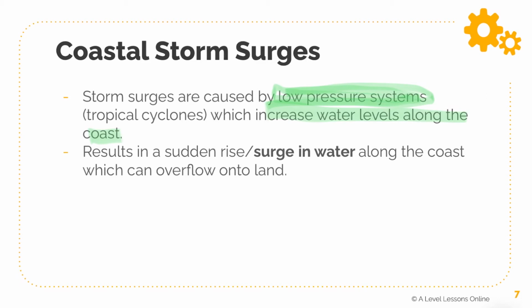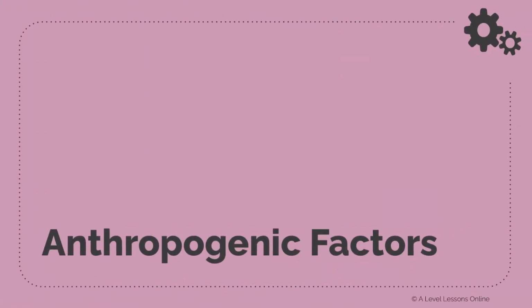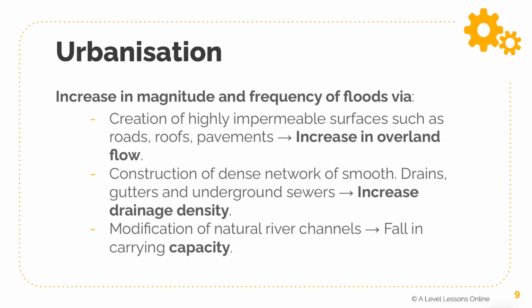So this will lead to a sudden surge in water, a rise in the water levels along the coastal areas, which can basically overflow onto the land. Think of it like a mini hurricane or a mini cyclone that actually pushes the water onto the surface of the land. Right, next we move on to the human factors, anthropogenic factors, another word for human factors. So the first one is going to be urbanization, definitely.